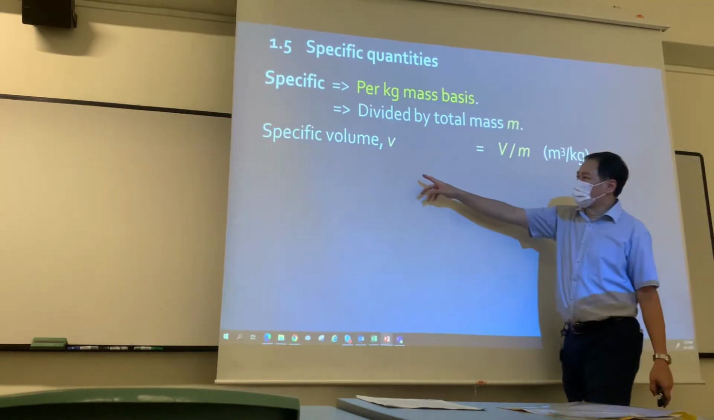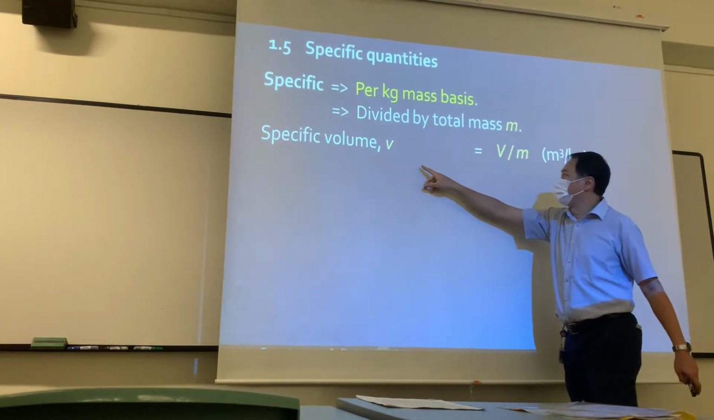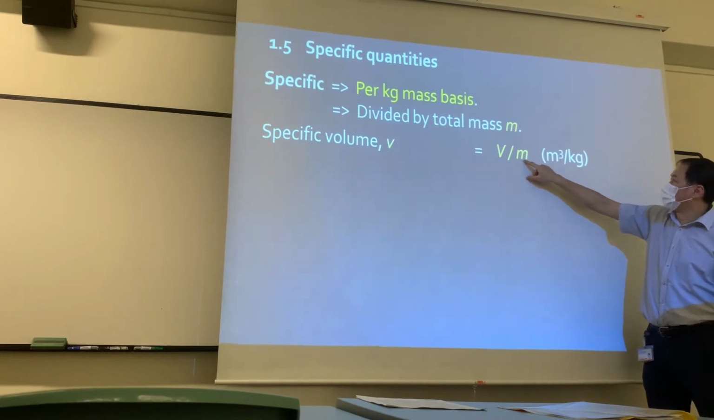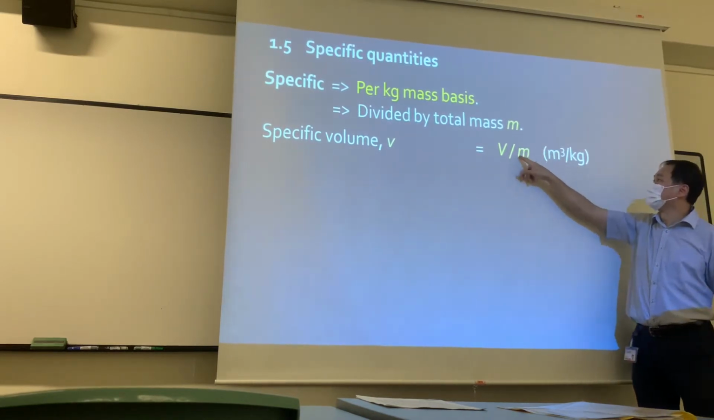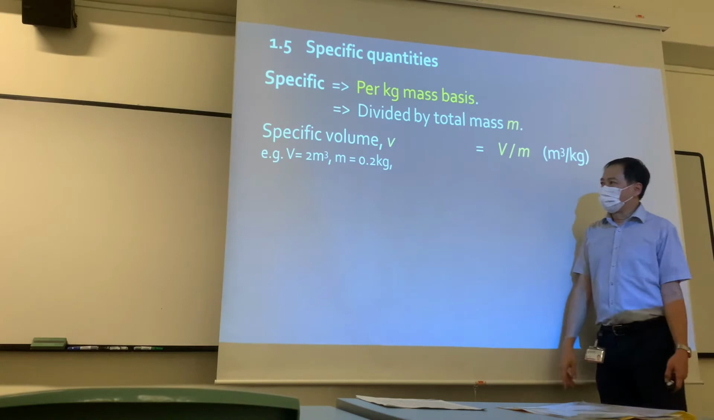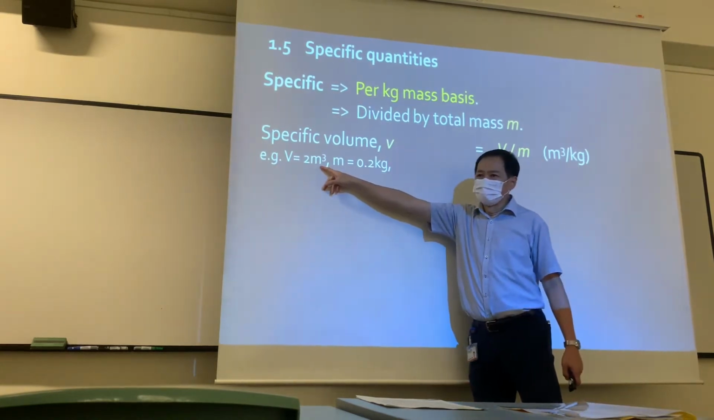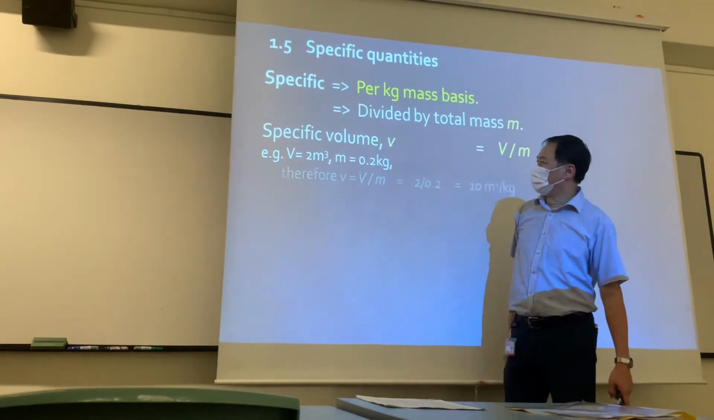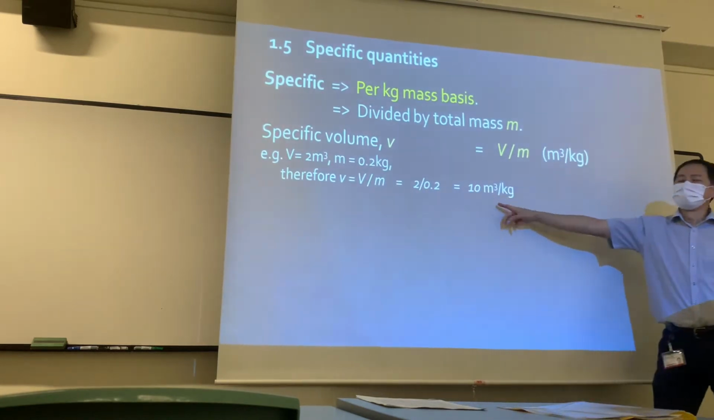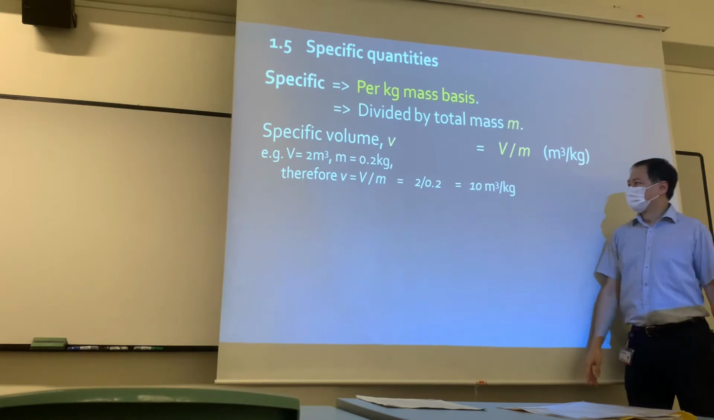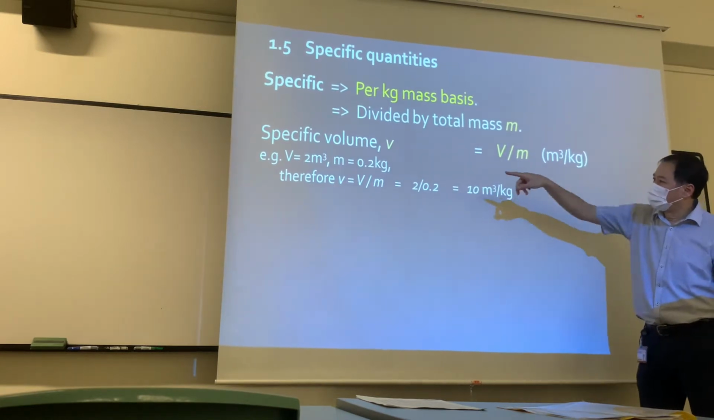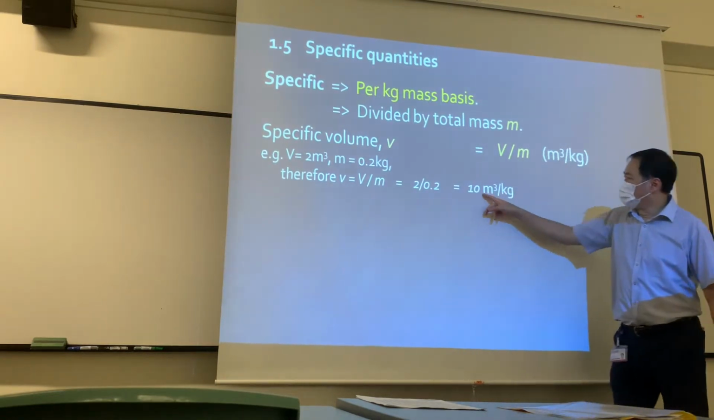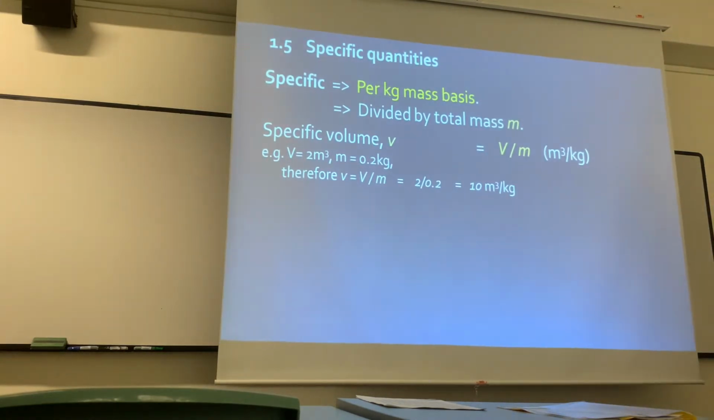So let's say specific volume. Specific volume means you use the volume divided by the mass. This M here is not meter, this M here is the mass. For example, I have 2 meter cube and my total mass is 0.2 kilogram. So I use 2 divided by 0.2, and I get my specific volume, which is 10 meter cube per kilogram. It means every kilogram of this fluid has a volume of 10 meter cube.